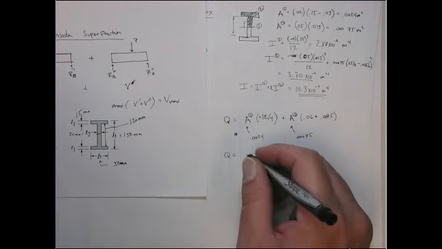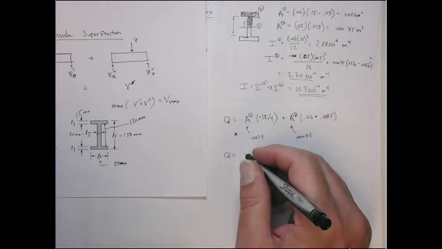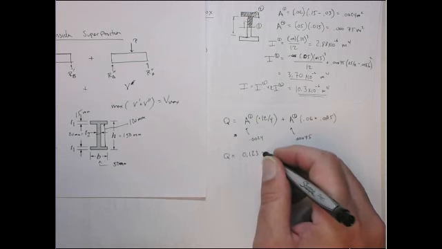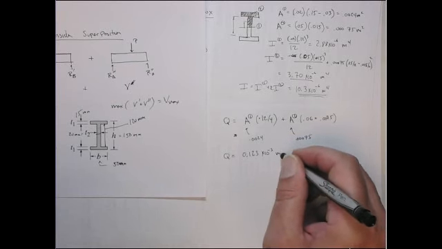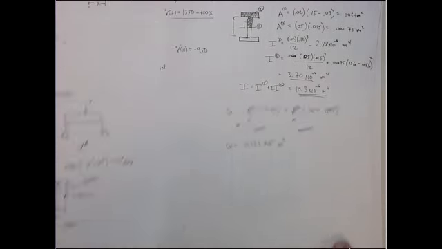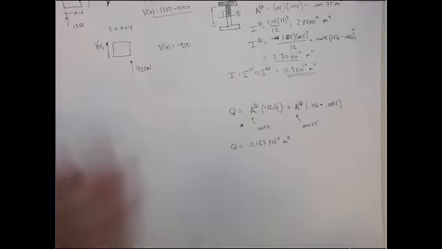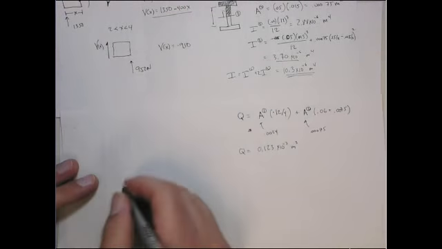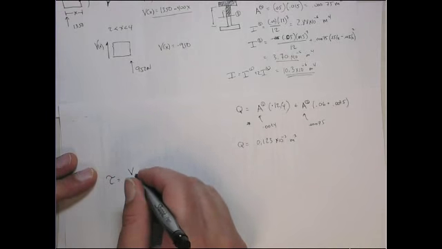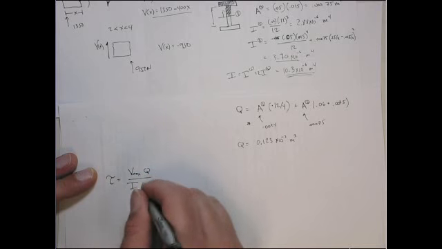So this Q becomes 0.123 times 10 to the minus 3rd meters cubed. Okay? All right, so now we know those things. I can now get the transverse shear. So the transverse shear, tau, is the V, that's the maximum, times the Q over the I times the thickness.